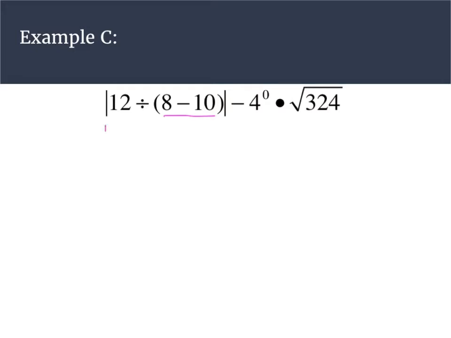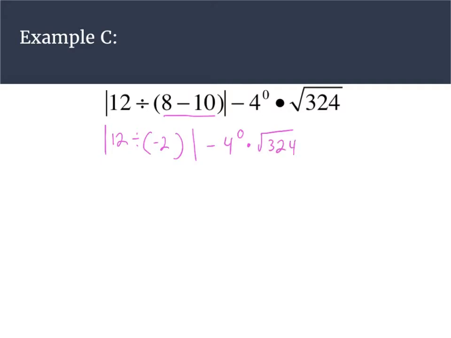I'm going to copy everything else down, my absolute value, my 12, my division symbol, 8 minus 10. They have different signs. One is positive, one is negative. The negative 10 has the greater absolute value, so I know my answer is going to be negative. And then 10 minus 8 is 2, so I know I'm going to end up with negative 2. Bring down my absolute value bar, minus 4 to the 0 power, times the square root of 324.